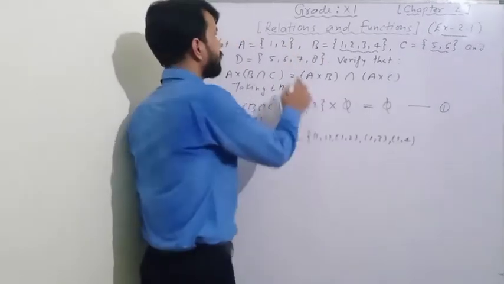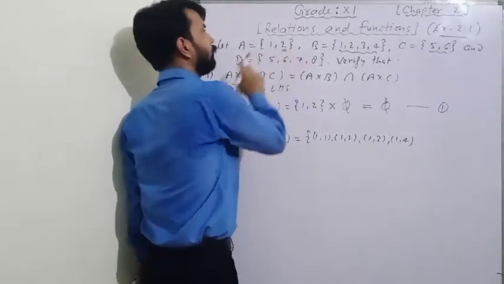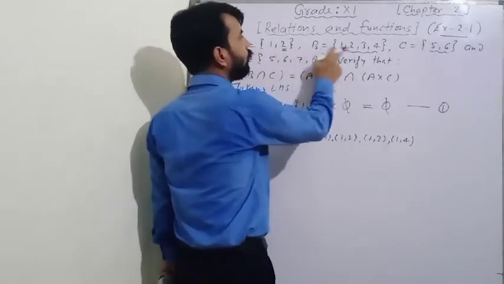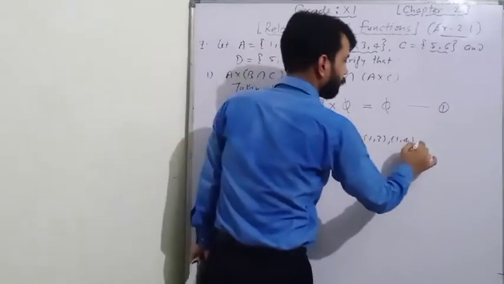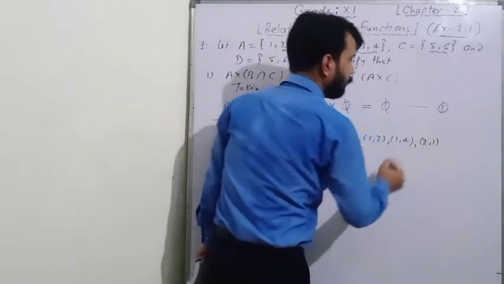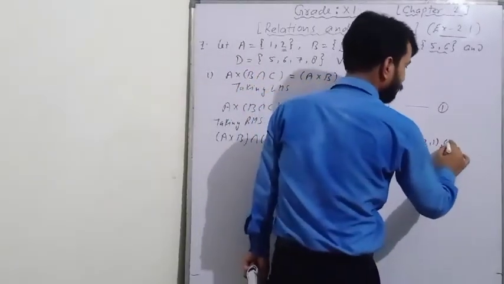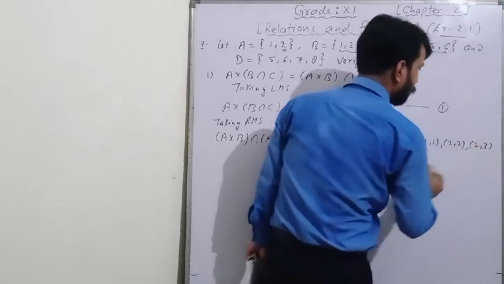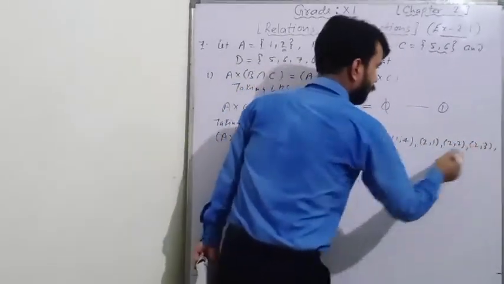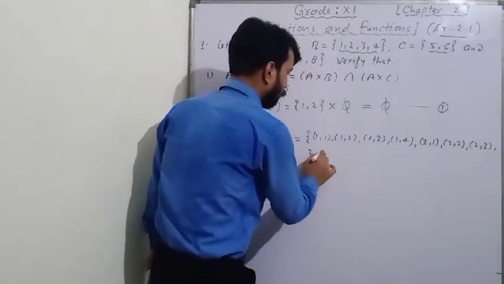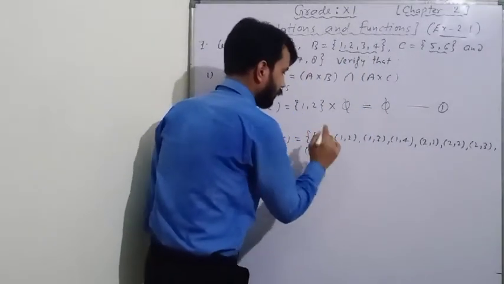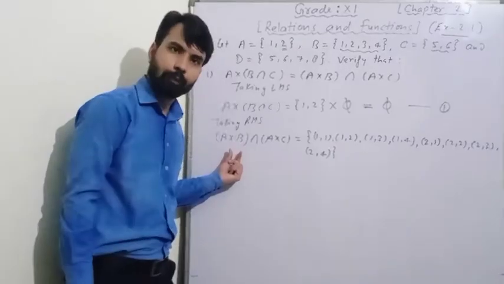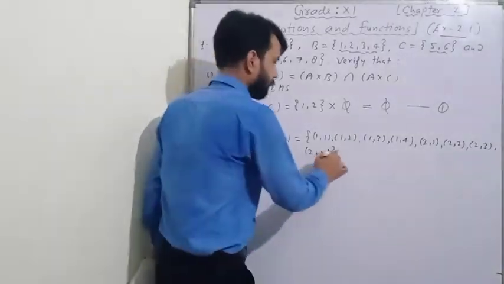Clear? Similarly, we have to make the pairs with 2. So (2,1), (2,2), (2,3) and (2,4). This is A cross B. Clear? Now the intersection with A cross C.